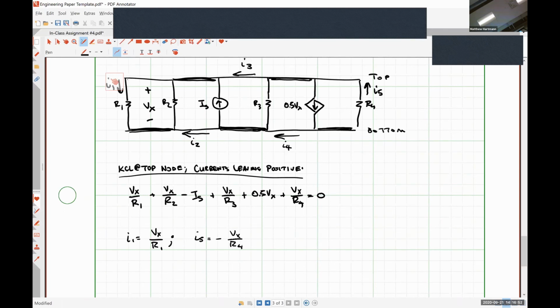And the reason we're doing that is because the current I2 doesn't flow into or out of the bottom node. It's flowing in the direction of the bottom node, right? Similarly, the current I4 isn't flowing into or out of the bottom node, it's flowing in the same direction as the bottom node. And I3 is flowing in the same direction as the top node. So we're gonna have to apply subnodes, alrighty?